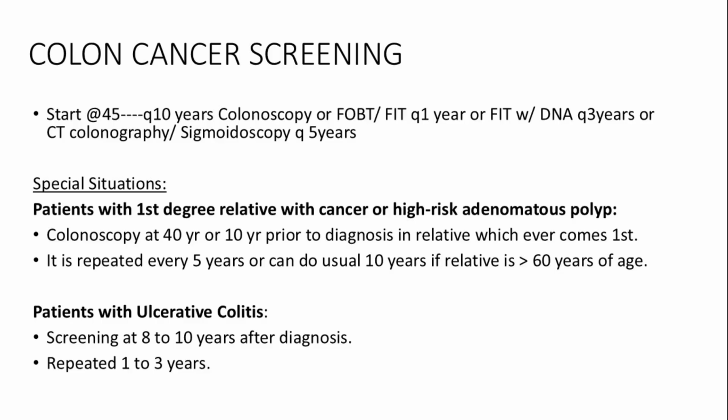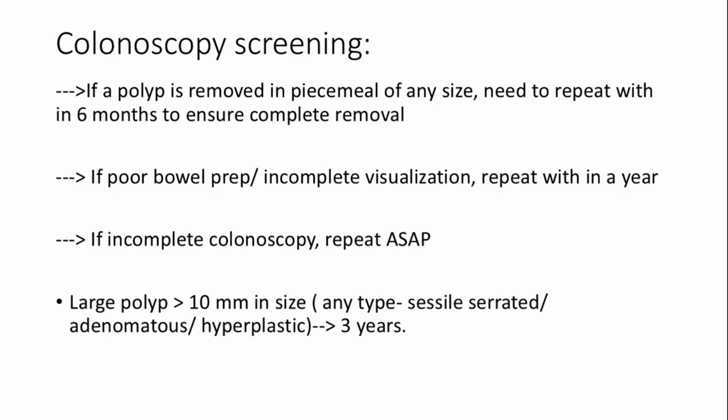In patients with ulcerative colitis, who are at increased risk for colon cancer due to chronic inflammation, screening should begin 8 to 10 years after diagnosis, and then repeated every 1 to 3 years depending on individual risk factors and findings. When performing colonoscopy for colorectal cancer screening, it's important to tailor the follow-up timing based on the quality of the exam and the findings. If a polyp is removed in a piecemeal fashion, regardless of its size, the colonoscopy should be repeated in 6 months to ensure complete removal of all residual tissue.